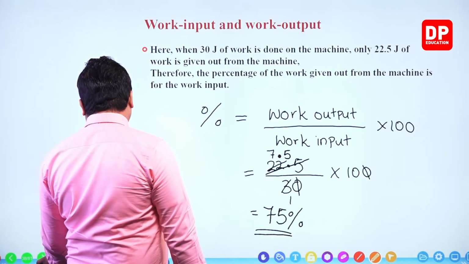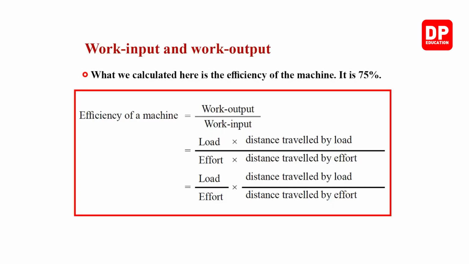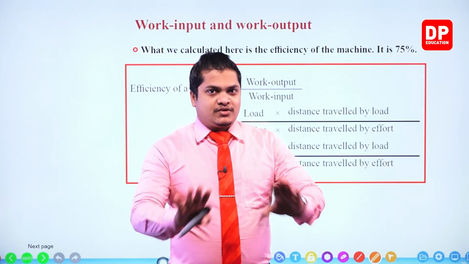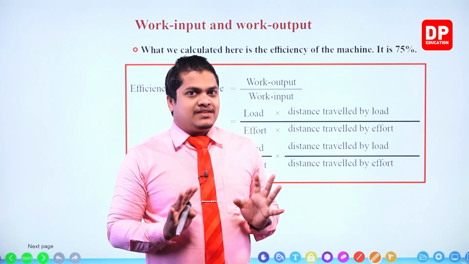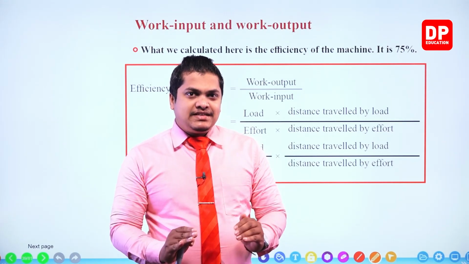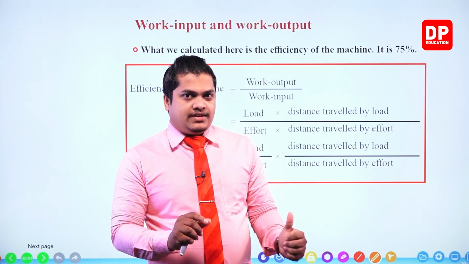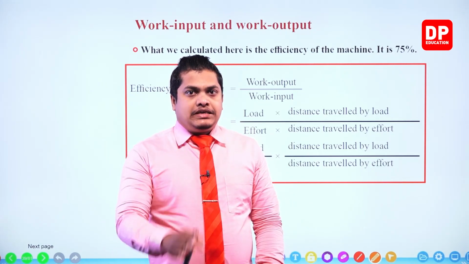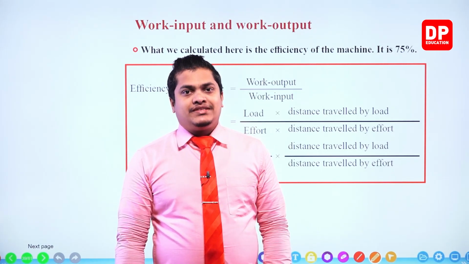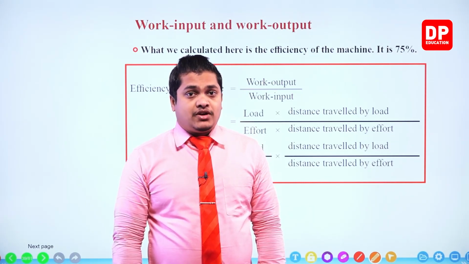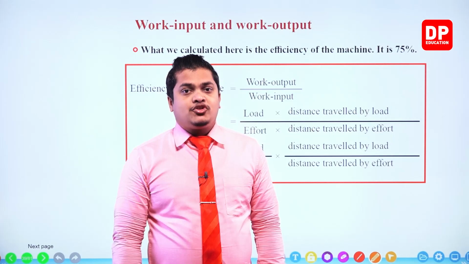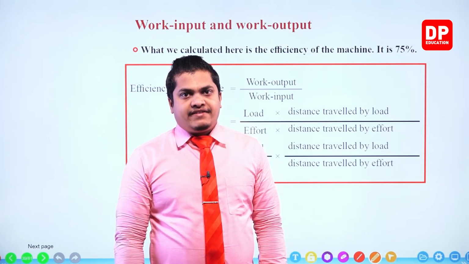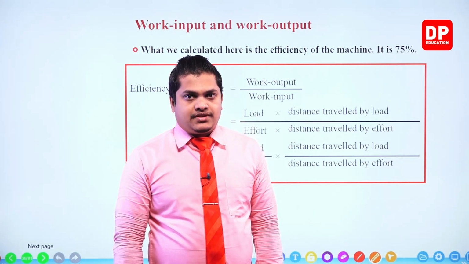Okay, so what we calculated here is the efficiency of the machine, and it is 75%. I have never mentioned that percentage before. Actually, the percentage that we took over there, the percentage of the work input and the output, is referred to as the efficiency of the machine. So here the efficiency is 75%.